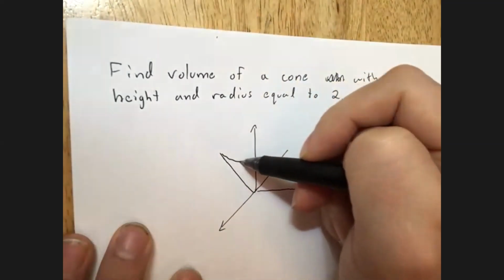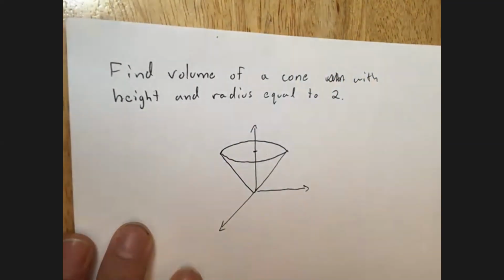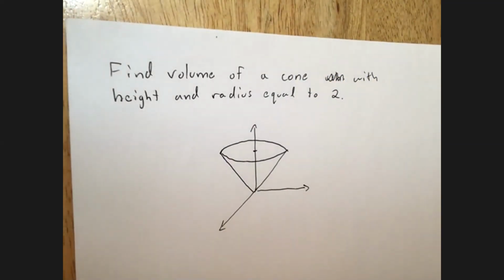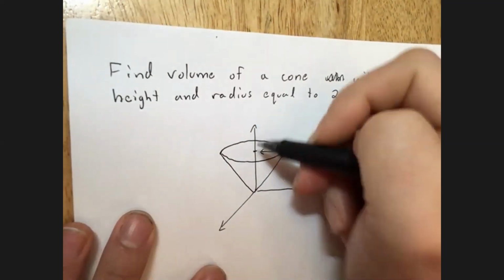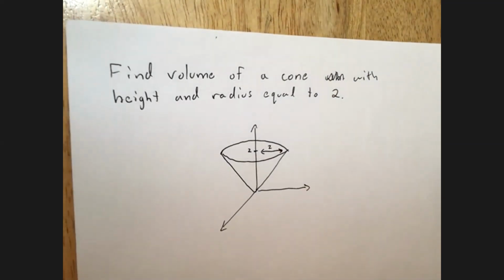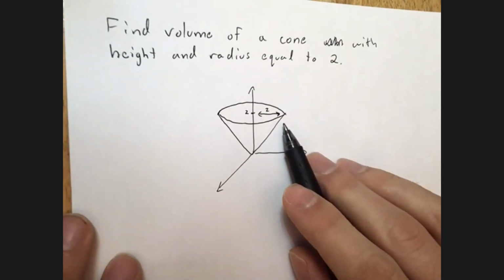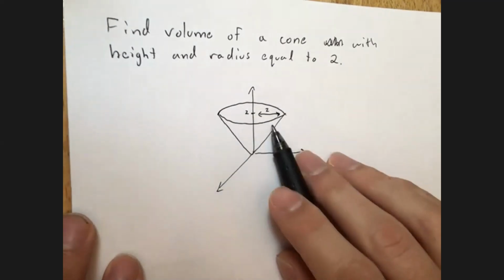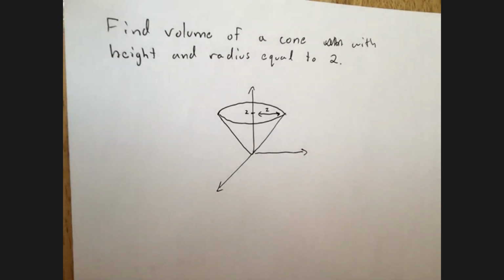So here we have our cone. I'm going to put it centered right on the z-axis there. And the radius is going to be 2, and the height is 2, so this number is 2. Okay. So how do we get that volume? Well, what I'd like to do is find out what this region is in terms of cylindrical coordinates. Okay. So let's see here.